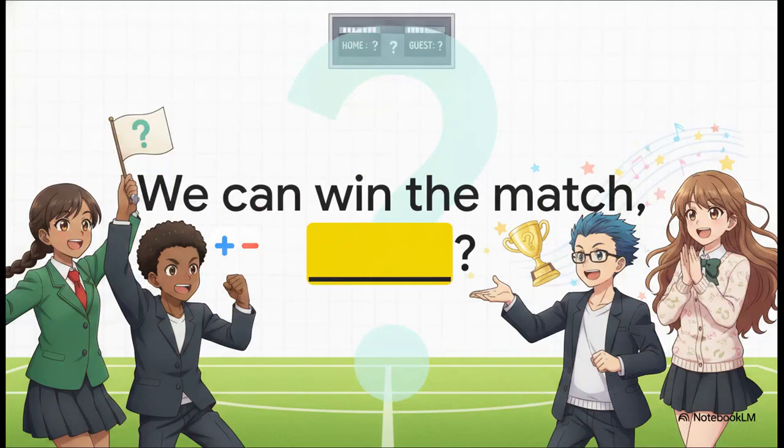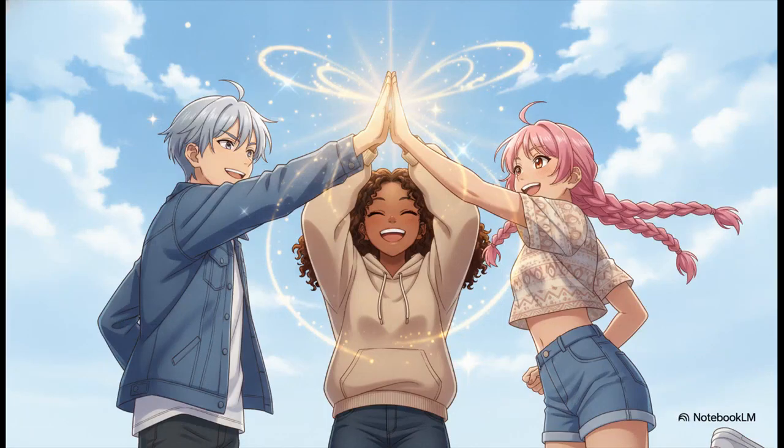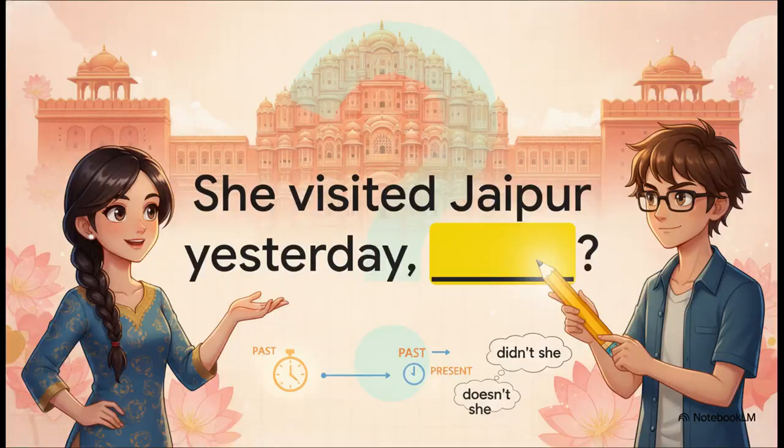We can win the match, blank. Choose between can't we and can we. It's can't we. You just carry over that can, verify it's a positive statement, and attach the negative. Easy. Okay, final practice question. Make it count. She visited Jaipur yesterday, blank.